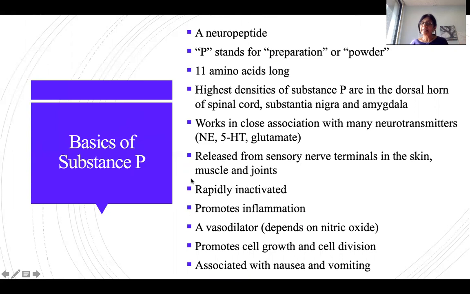It is released from sensory nerve terminals in the skin, muscle, joints, then rapidly inactivated when it's not needed, and is important in inflammation. It promotes vasodilation with the help of nitric oxide, promotes cell growth, cell division, and it's linked to nausea and vomiting. The center for nausea and vomiting is in the medulla oblongata, and substance P seems to have a role in it. In addition, substance P is also important in bronchoconstriction.